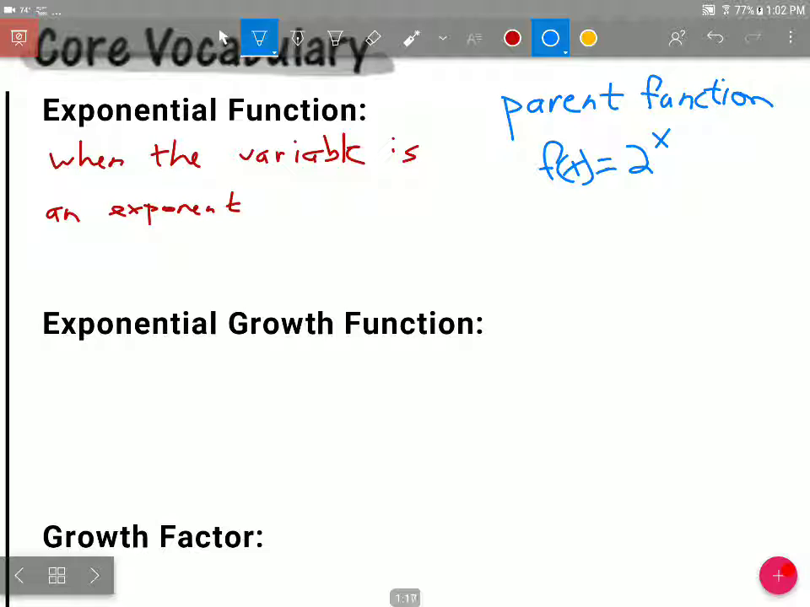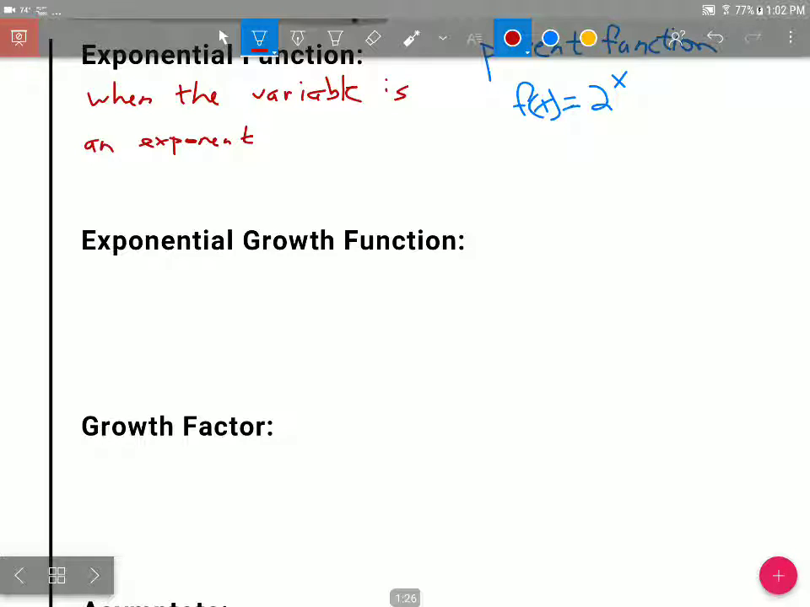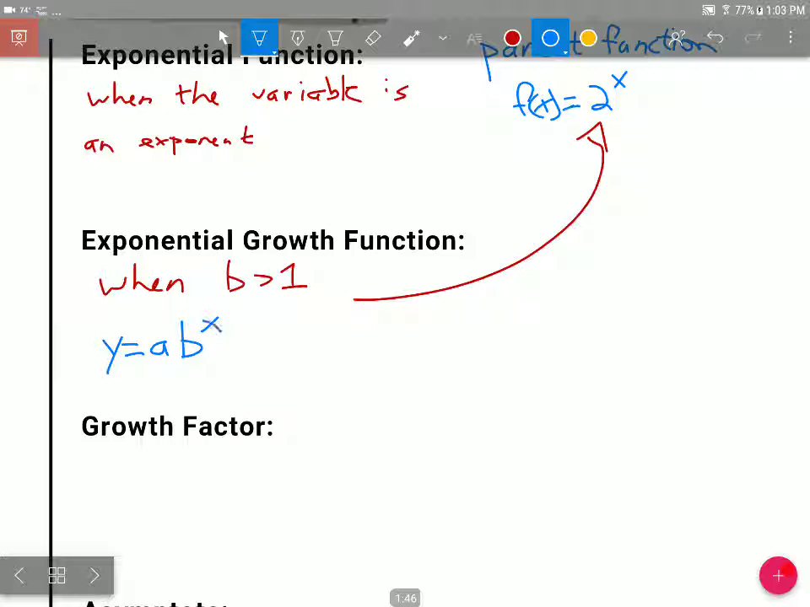Okay, so your parent function is f of x equals 2 to the x. That is the most basic form. An exponential growth function is when b is greater than 1. And your b value is basically this thing right here. In that case, your b value is 2. The basic form would be y equals a times b to the power of x. So whatever is being raised to the x, that is your b value.